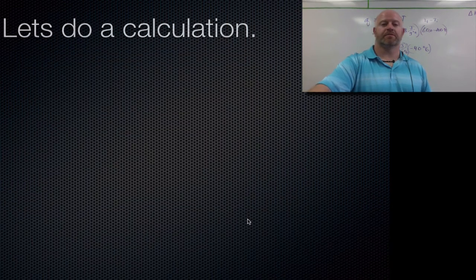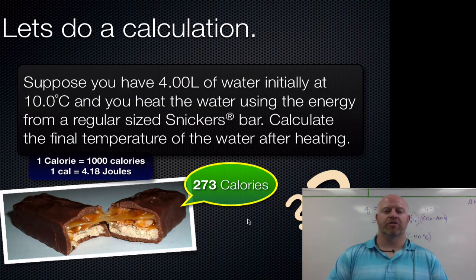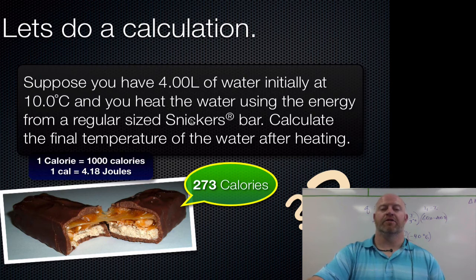Okay? I want to have you guys go ahead and practice this one on your own, and then we'll show you the answer key here in a second. So in this case, we're dealing with 4 liters of water at 10 degrees Celsius, and we're going to heat that water using the energy from a regular sized Snickers bar. Now that energy is 273 calories, capital C calories. So what you want to do is calculate the final temperature of the water after heating. Okay? Your conversions for calories and joules are here. You're given liters of water, so you have to convert that to grams before you can do your math, and then you can solve. So go ahead and solve that now and pause the video, and then when you have an answer, go ahead and unpause it and let's see what the answer key is.